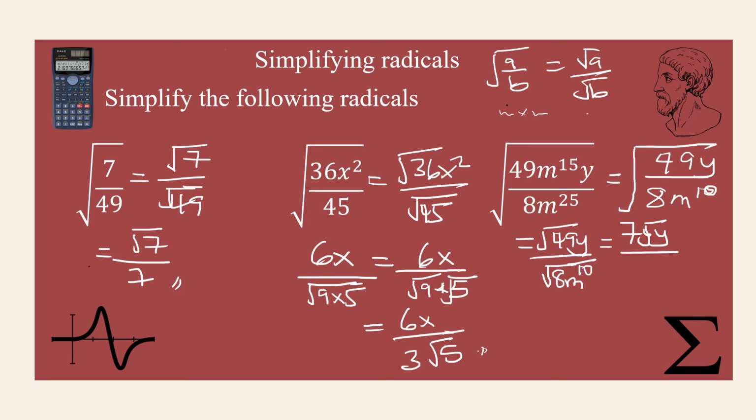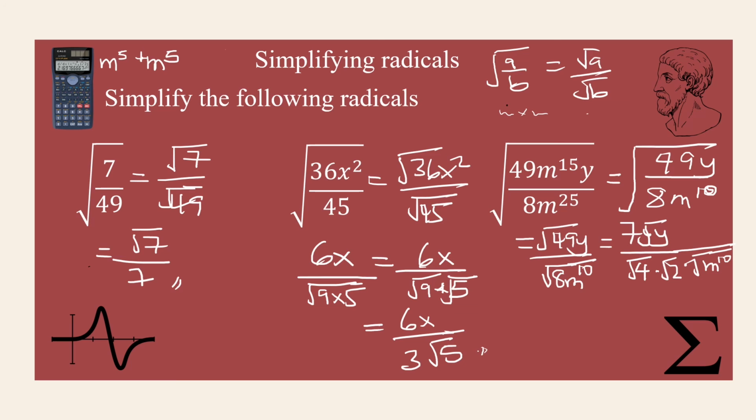Now with my bottom, I can break these up. 8 is equal to 4 times 2, so that can help me. I have the square root of 4 times the square root of 2, which gives me the square root of 8. And then I have the square root of m to the 10. Is there a way to break up m to the 10? With these exponents, you're trying to think of some expression that when you multiply it by itself, you get m to the 10. That is going to be m to the power 5 times m to the power 5.